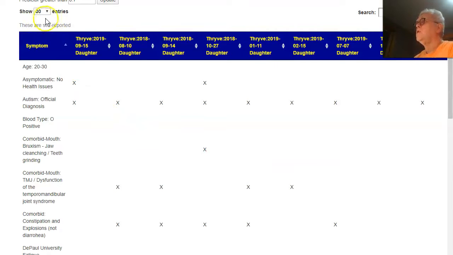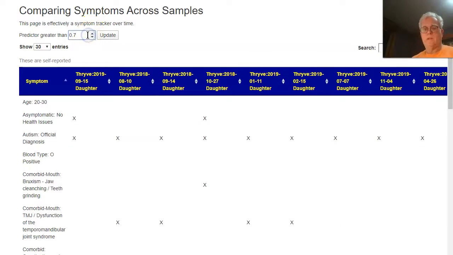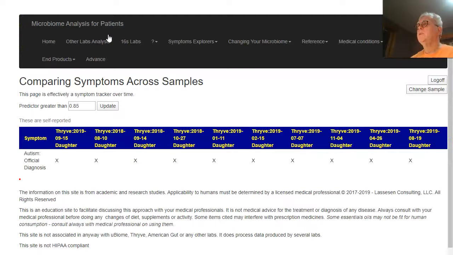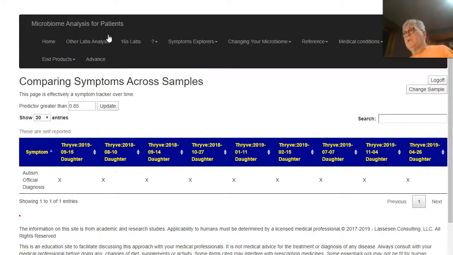And if you jack up the sensitivity to 0.85, then the number of items ends up being reduced, in this case to just the 1, which we happen to know is a correct diagnosis for this patient. Okay, so that's one of them.